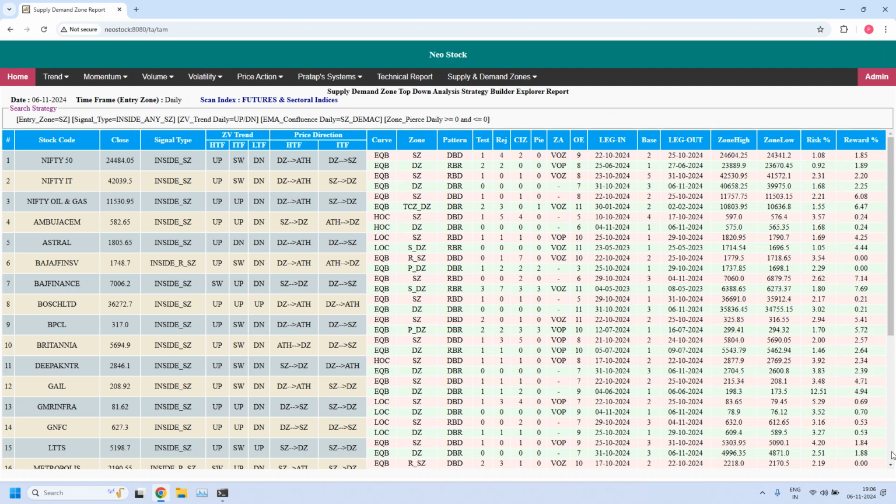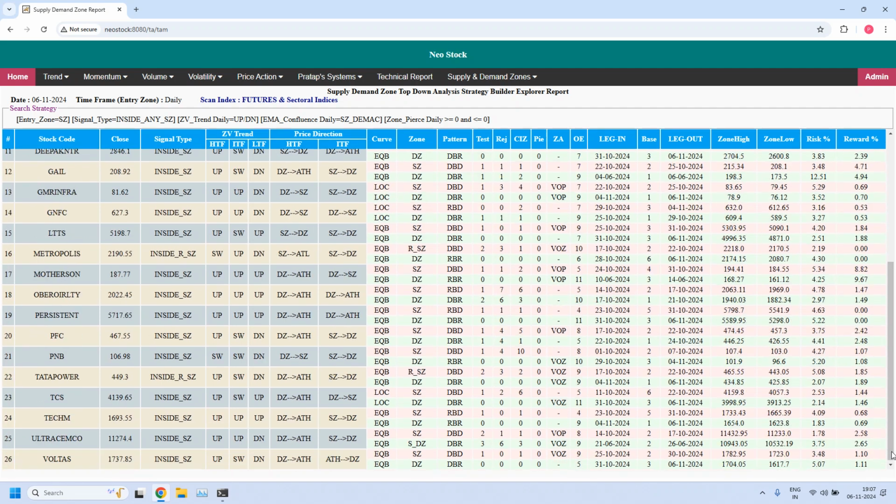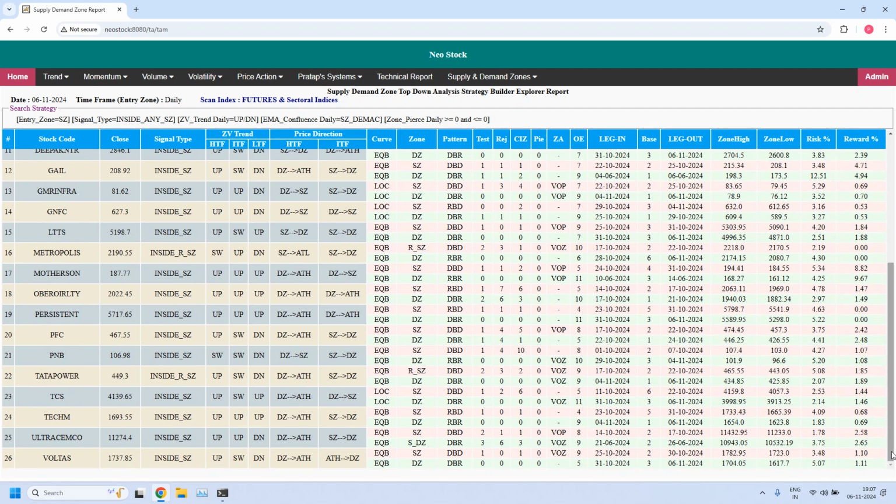These are the first 15 stocks. I am scrolling the list down. So total 26 stocks are filtered. In these 26 downtrend related stocks, we can plan for bearish trade setups, and uptrend related stocks you can plan for counter trend trade setup related trade plans. Okay, this is about daily time frame.